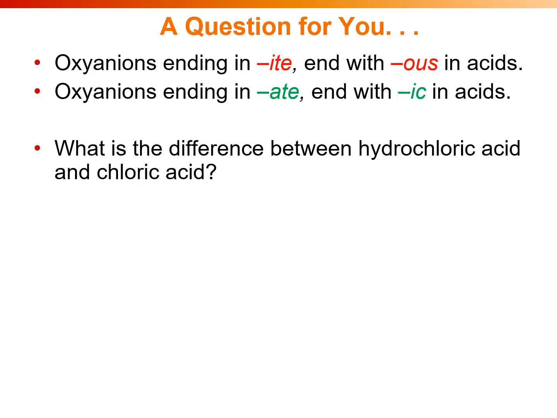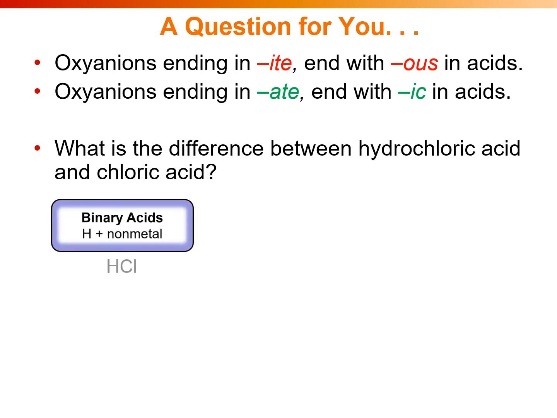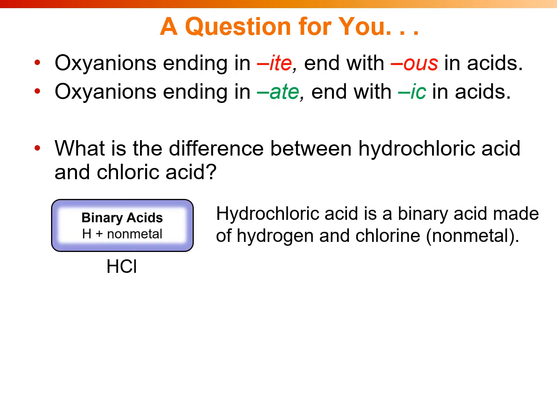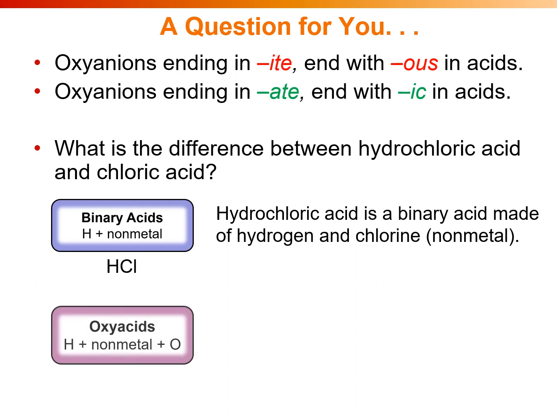Here's a question for you. What's the difference between hydrochloric acid and chloric acid? Well, think about the names. They both have chlorine, and they're both acids, so there's going to be hydrogen, right? But what does the prefix hydro tell us? Well, it tells us that hydrochloric acid is a binary acid and that it's going to be made only from hydrogen and chlorine. Now, chloric acid has that ic ending, with no hydro, and that's going to mean it's an oxyacid. The name tells us a story if we pay attention.